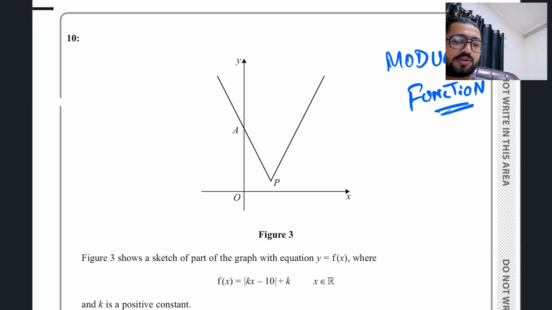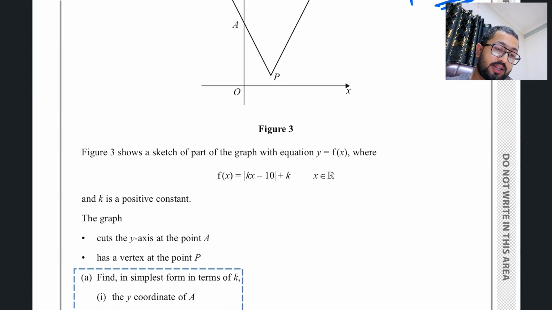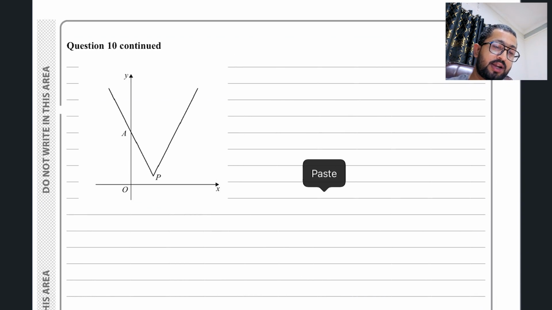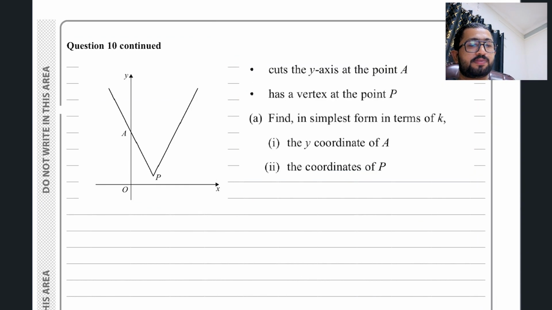Figure 3 shows a sketch part of the graph with equation f(x) = |kx - 10| + k, where k is a positive constant. The graph cuts the y-axis at a point A and has a vertex at point P. So find, in simplest form in terms of k, the y coordinate of A and the coordinates of P.